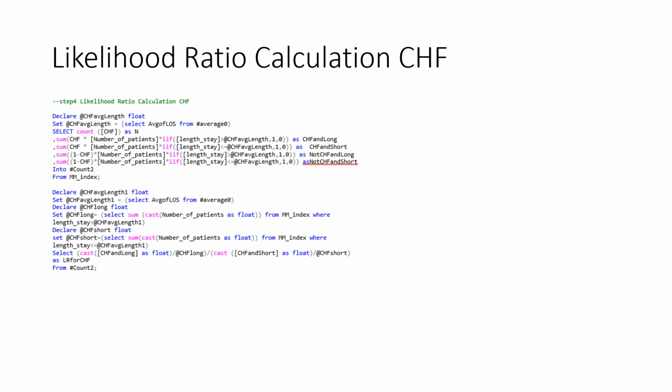The next few codes are exactly the same, except we are changing the variable names to represent the ICD-9s we are finding the likelihood ratio for. For example, we change MI and long to CHF and long, and we should do that for all the other variables. So it now should say CHF and long, CHF and short, not CHF and long, and not CHF and short.